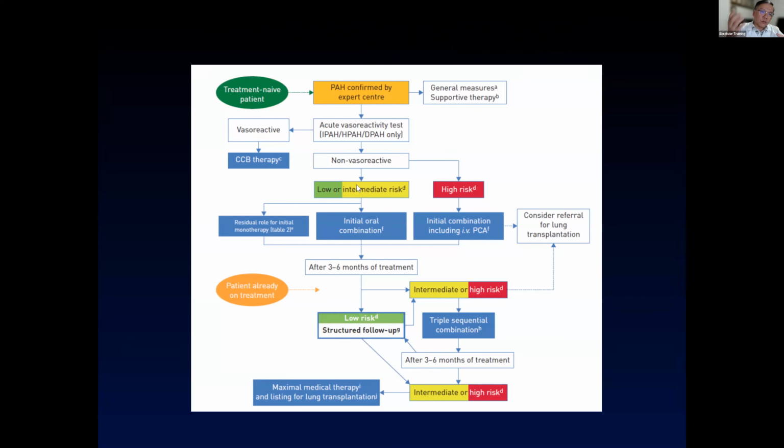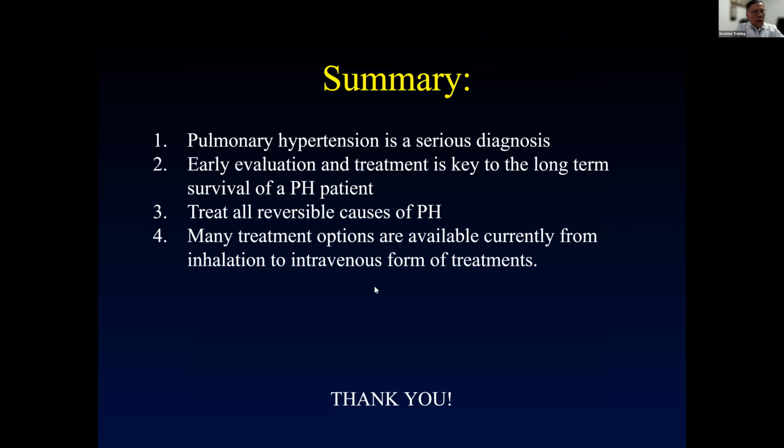and then the patient will get right heart cath, vasodilator study. Based on the result of the vasodilator study in the cath lab, a special treatment protocol will be offered to the patient. When everything fails, you always have lung transplant. So this is a simplified way of describing the treatment algorithm currently available. So in summary, pulmonary hypertension is a serious diagnosis.